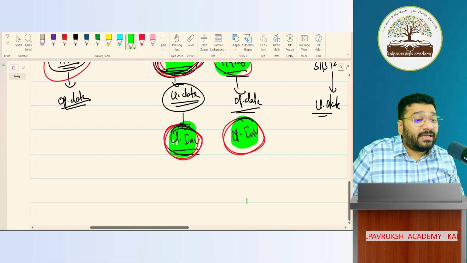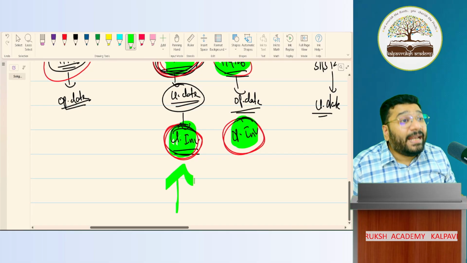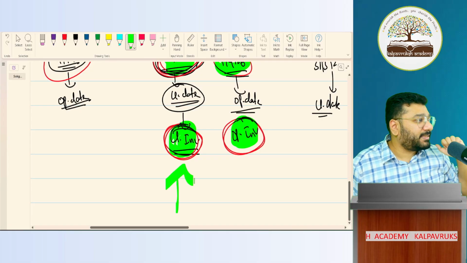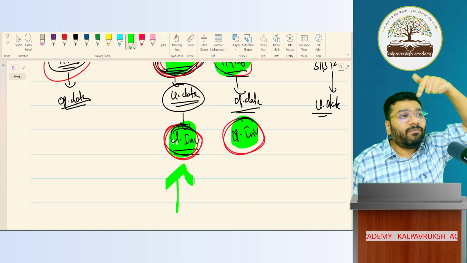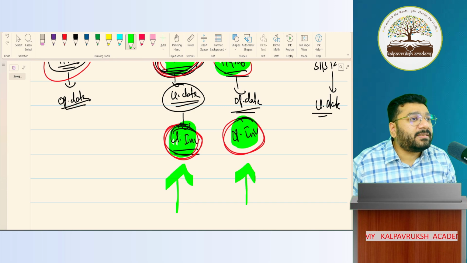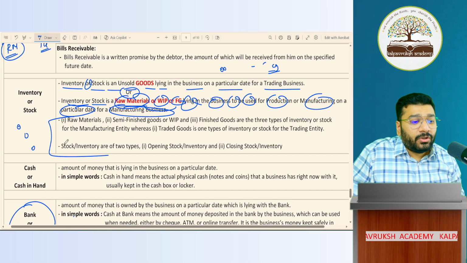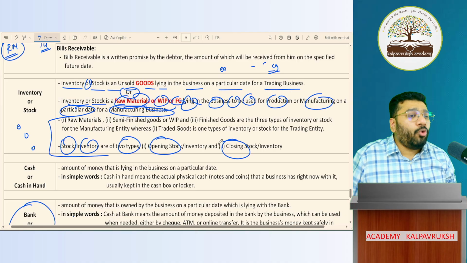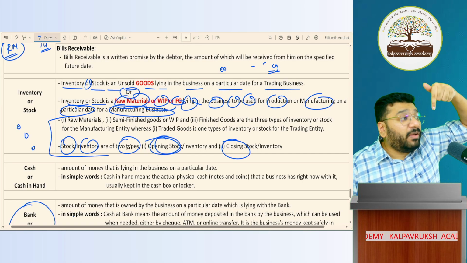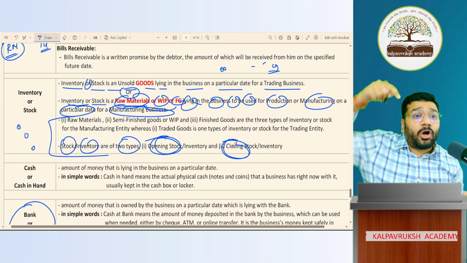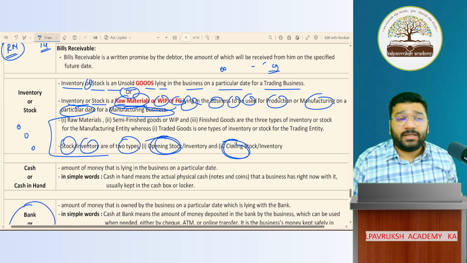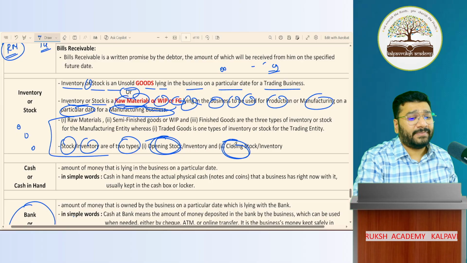So all the assets which come at the closing date of the year, we call closing assets. And the next day on 1 April, it becomes opening assets. So stock or inventory is of two types. One, opening stock. Second, closing stock. Opening stock is the stock on the first day of the financial year. And closing stock is the stock on the last day of the financial year. Clear or not clear?